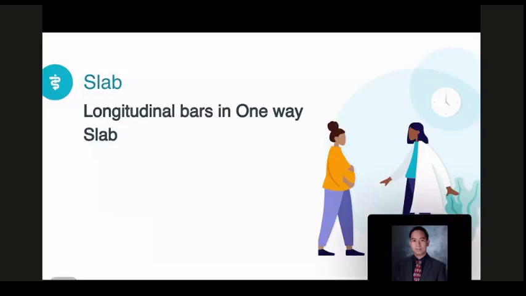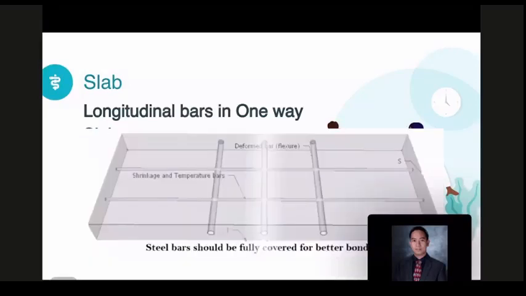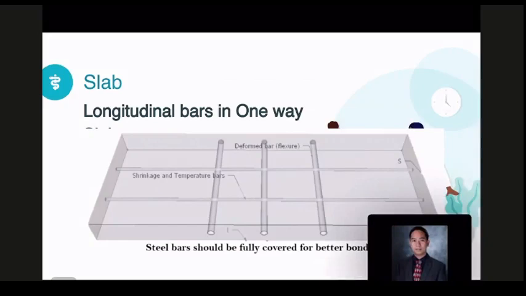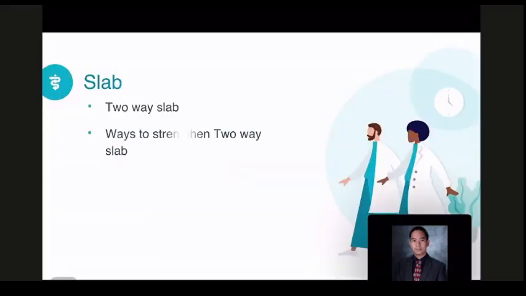Longitudinal bars in a one-way slab. The steel bars should be fully covered for better bonding. As you noticed, we have main bars for flexure, and shrinkage and temperature bars. For the two-way slab, as I said earlier, there are two directions of support. The short span and the long span ratio is greater than 0.5.